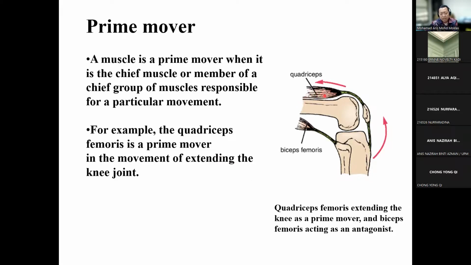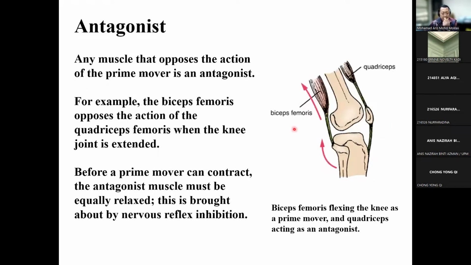So when you extend the knee joint, the quadriceps is your prime mover, and the biceps femoris is your antagonist. Antagonist: any muscle that opposes the actions of the prime mover. For example, the biceps femoris opposes the actions of the quadriceps femoris when the knee joint is extended. Before the prime mover can contract, the antagonist must be equally relaxed. This is brought about by a nervous reflex inhibition.